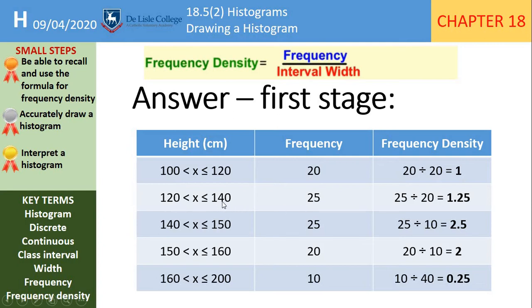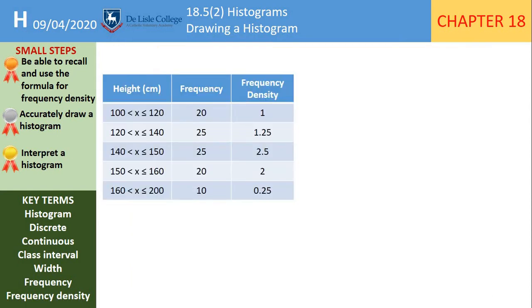25 divided by the width of 20 would give us a frequency density of 1.25. 25 divided by a class width of 10 would give us 2.5. 20 divided by a class width or interval width of 10 would give us a frequency density of 2. And 10 divided by a class or interval width of 40 would give us a frequency density of 0.25. So there's my table with the frequency density column added in.